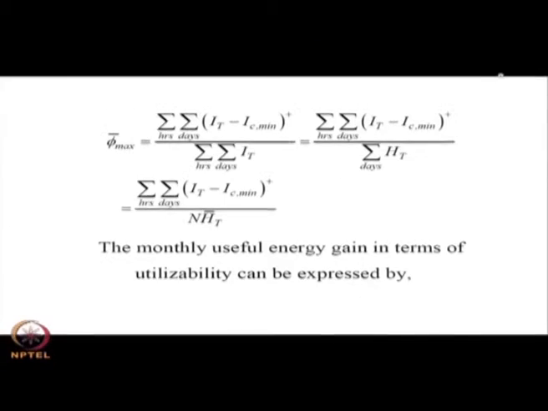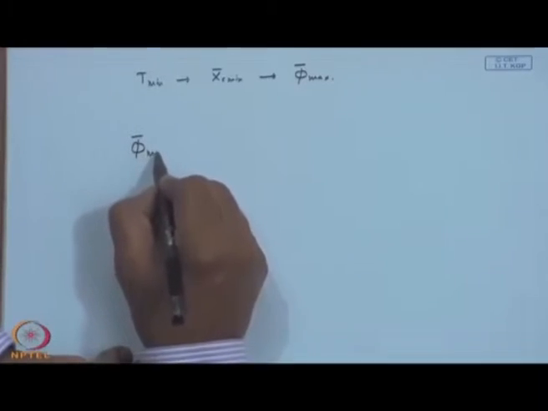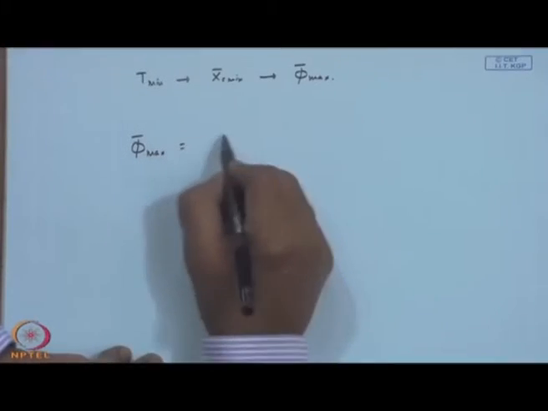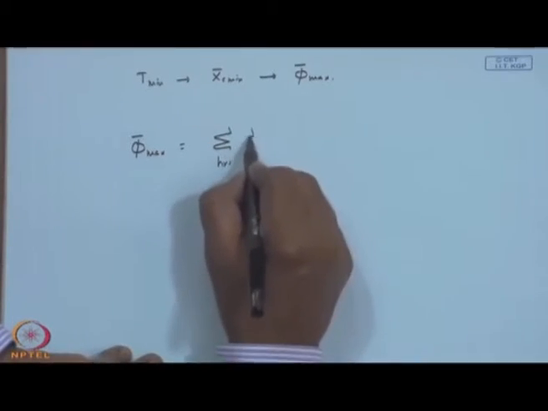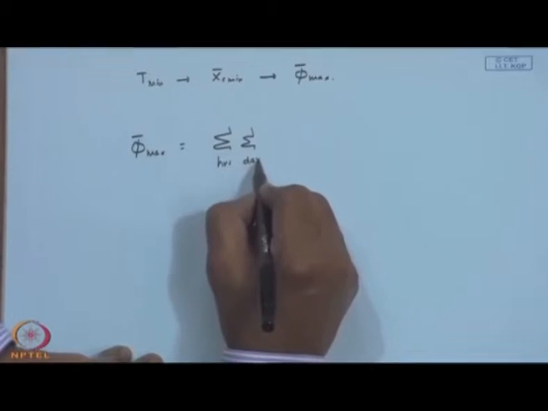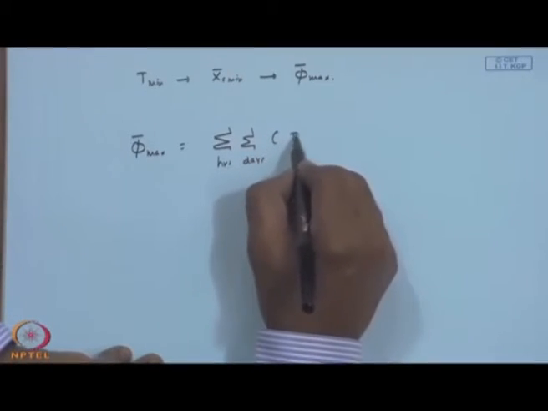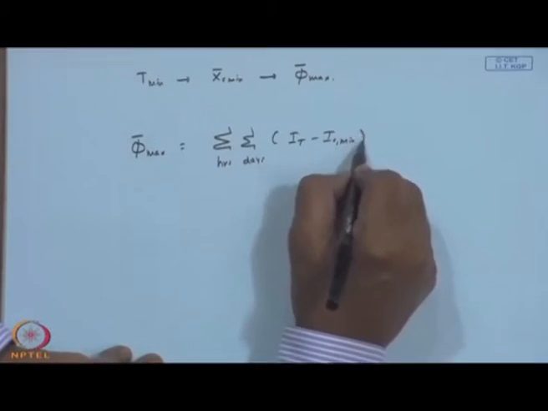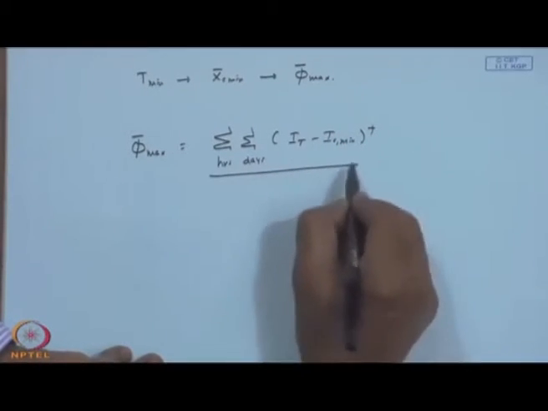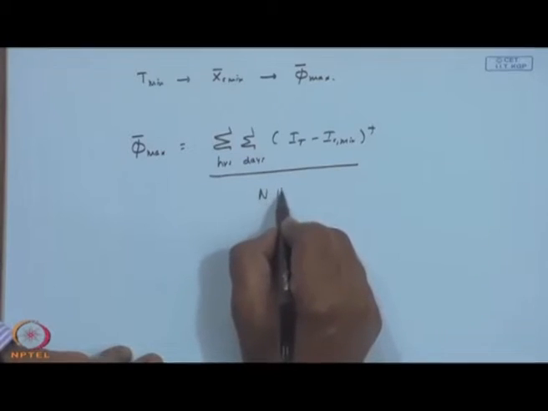So, you can rewrite this equation. I will write down just the last one. Phi bar max should be equal to summation over hours over days of I t minus I c min, plus, divided by n times h t bar.